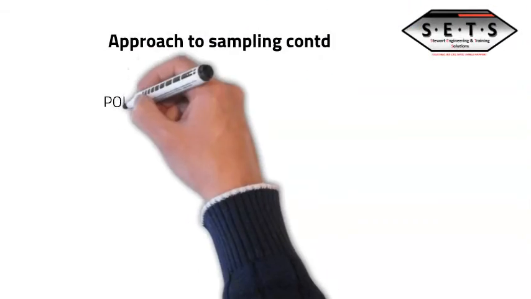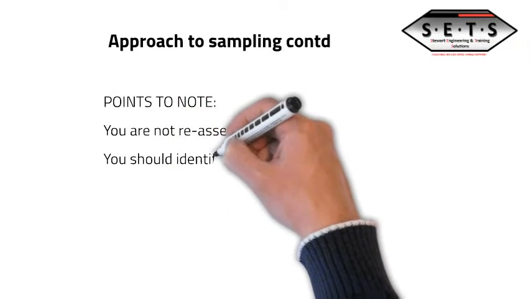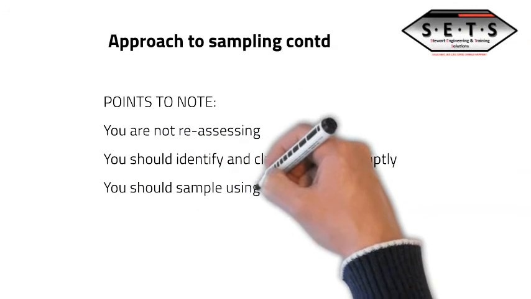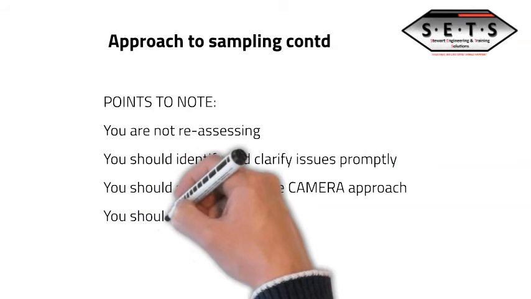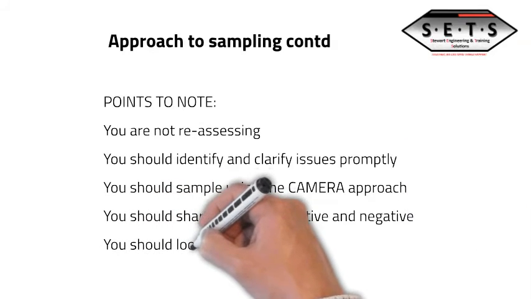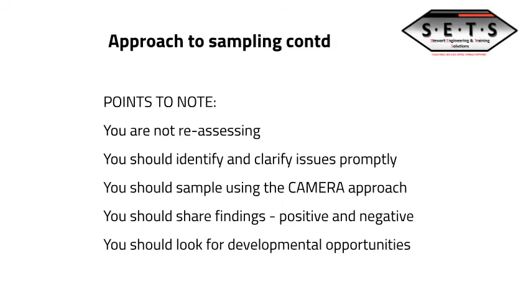There are some important things to be aware of. Firstly, you are not reassessing. You are simply checking that the assessor has made the correct decisions at the correct points and mapped them against the standards as required. You should identify and clarify issues promptly. You should sample using the CAMERA approach. You should share your findings, both positive and negative, especially at standardization meetings. You should look for developmental opportunities for your assessors and for yourself.